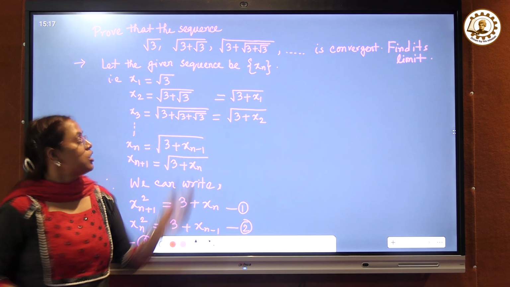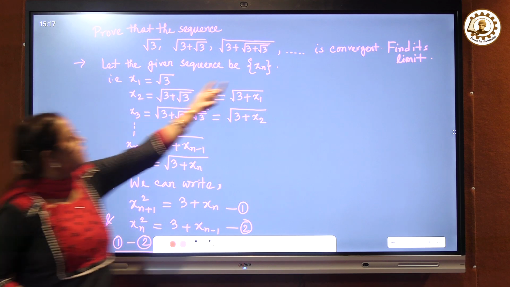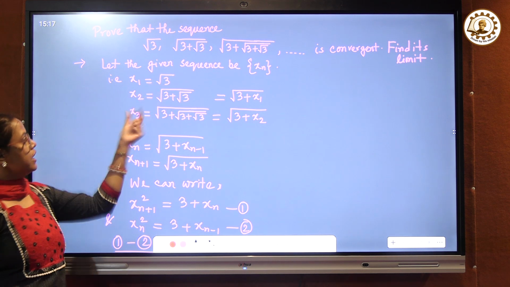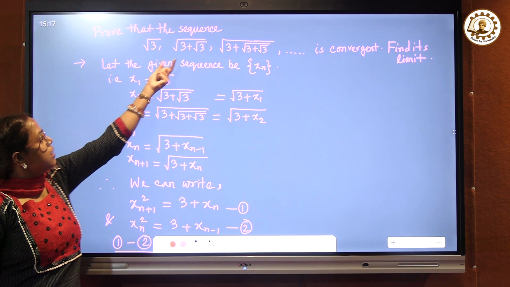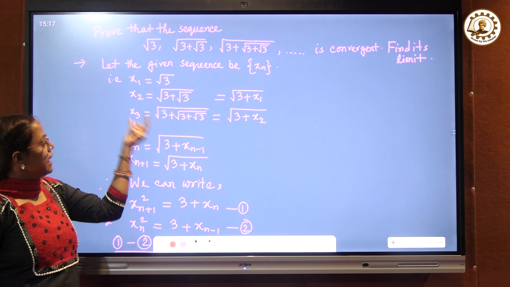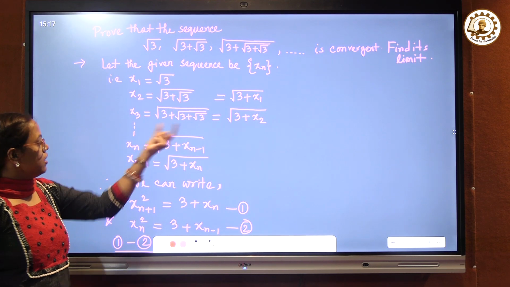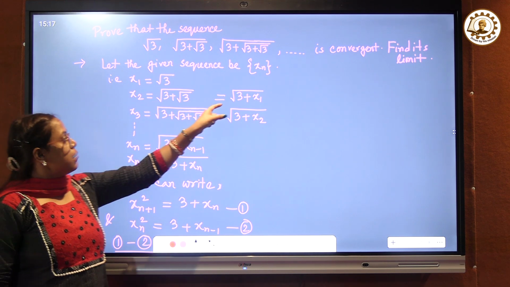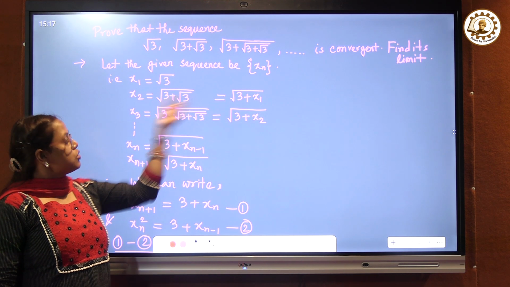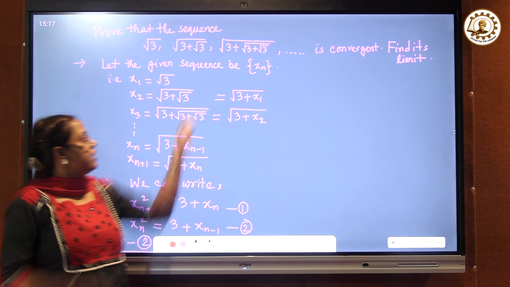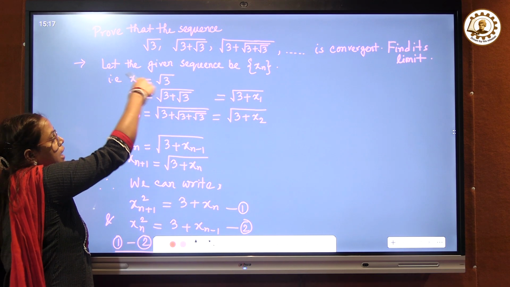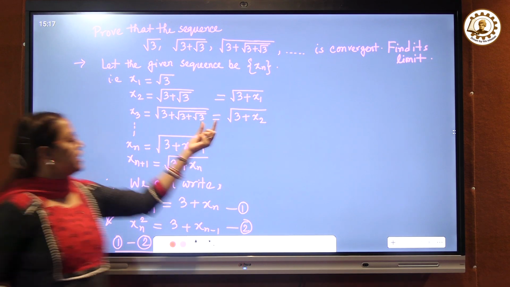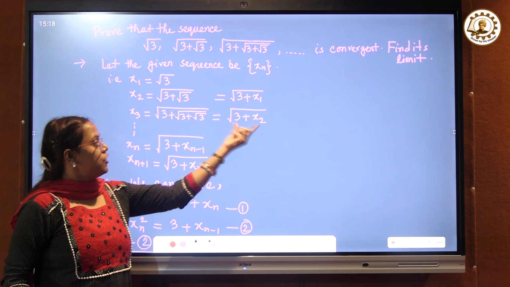So first we write this sequence as xn, where x1 is root 3, x2 is the second term, root over 3 plus root 3, x3 is the third term, and so on. Again we can write x2 in terms of x1 as x2 equals root over 3 plus x1. That means this root 3 can be replaced by x1. Similarly, we can write x3 in terms of x2 as root over 3 plus x2.